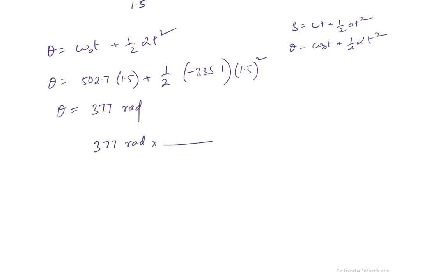Let's see. So 377 radians. Now 2 pi radians is 1 revolution, right? So we need to write this in such a way that the radians cancel out. So 377 over 2 pi, that's roughly equal to 60 revs.